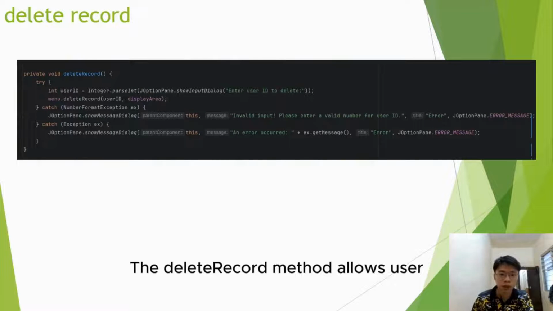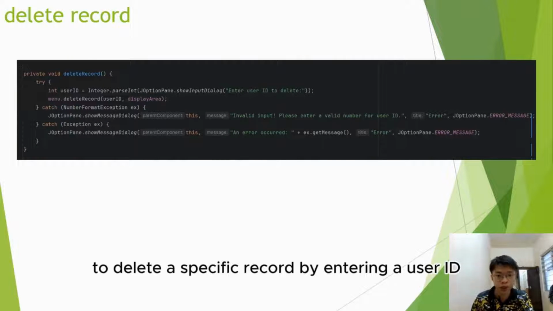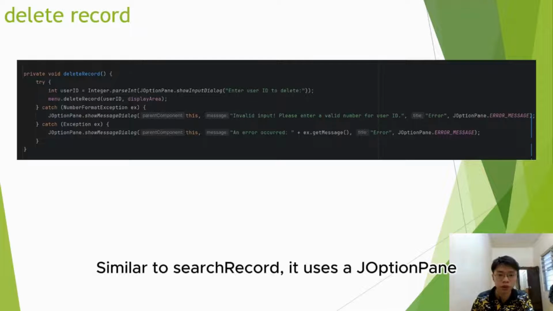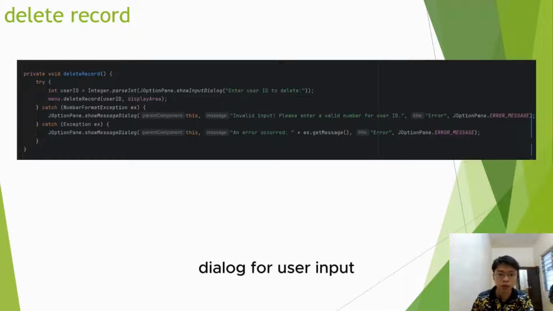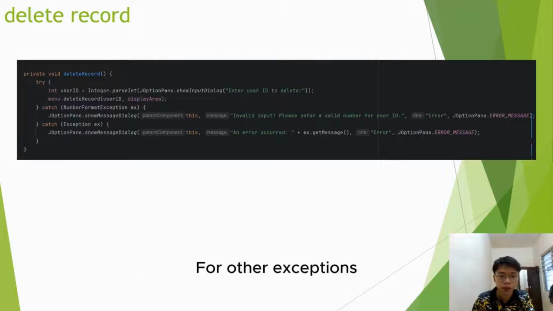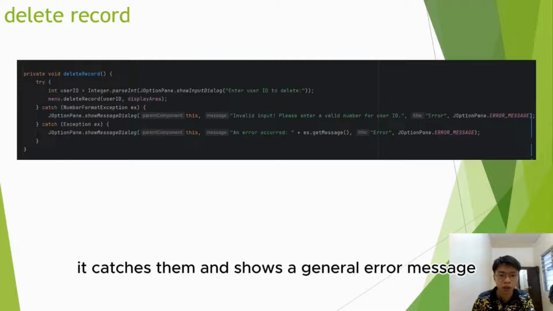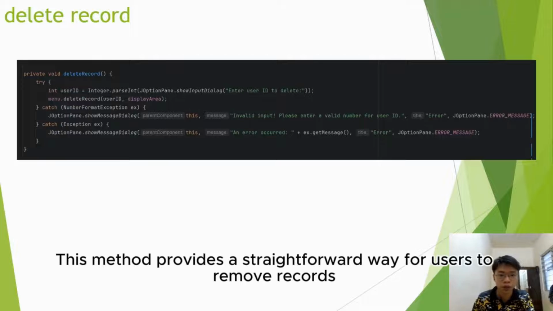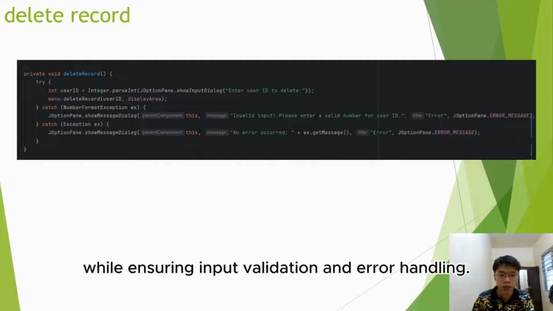The delete record method allows users to delete a specific record by entering a user ID. Similar to search record, it uses a JOptionPane dialog for user input. If the input is not a valid number, it catches a number format exception and displays an error message. For other exceptions, it catches them and shows a general error message. This method provides a straightforward way for users to remove records, ensuring input validation and error handling.